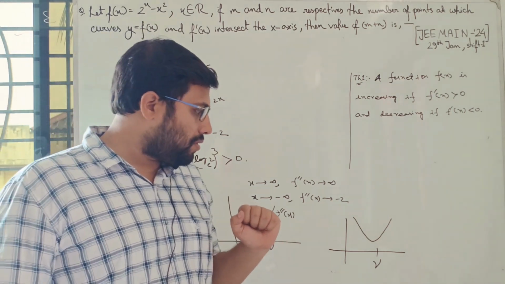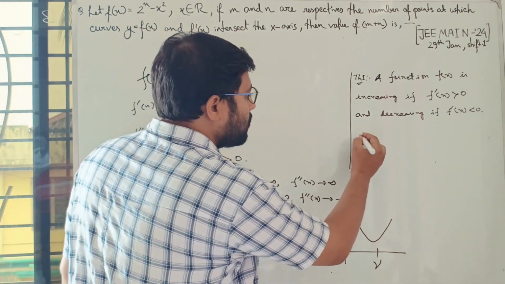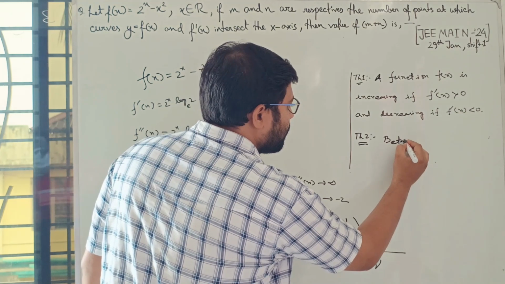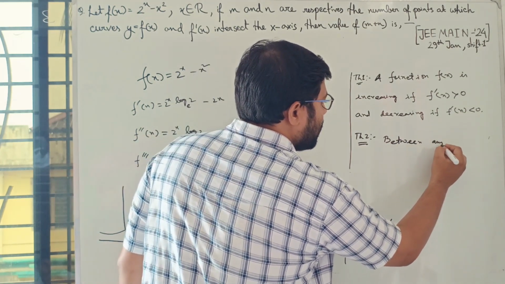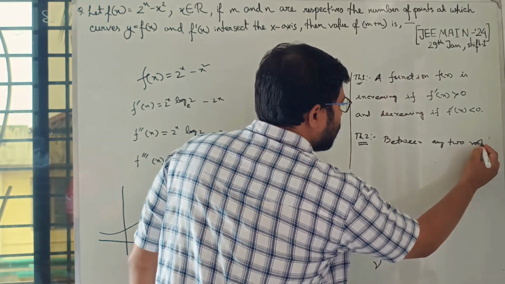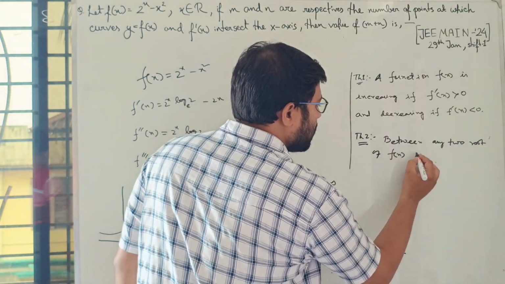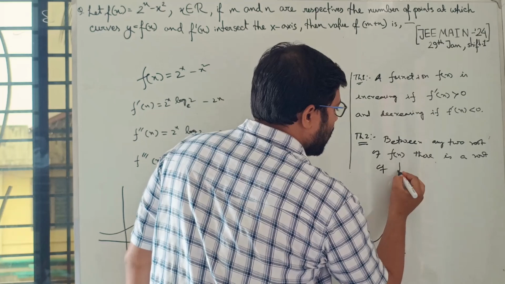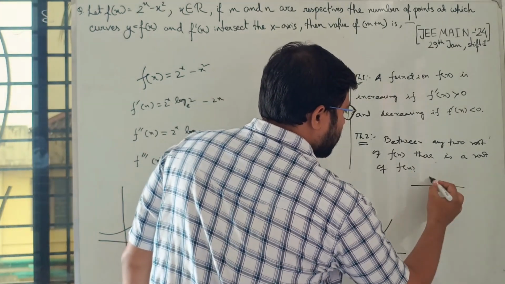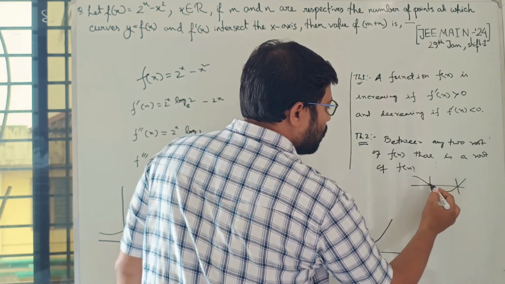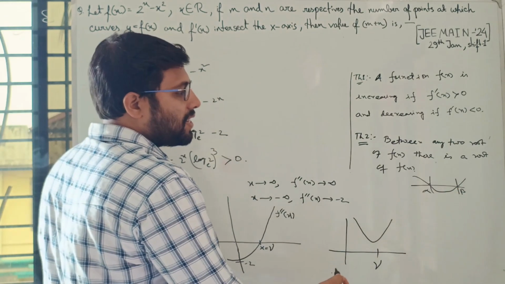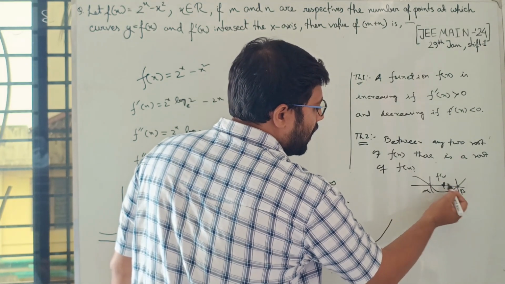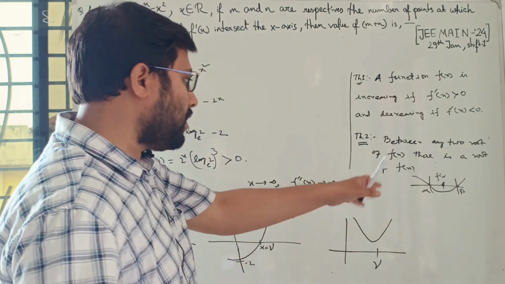To fix this problem, we will use Rolle's theorem, which says that between any two roots of f(x), there is a root of f'(x). That is, if f(x) is a function which has two roots, say alpha and beta, then there must exist a root of f'(x) between alpha and beta. This is Rolle's theorem. We will use this theorem.